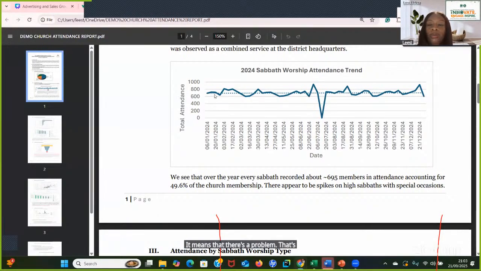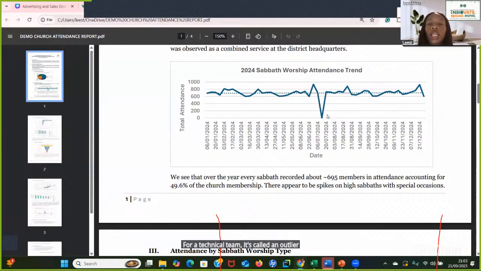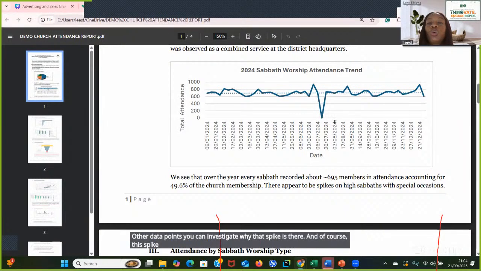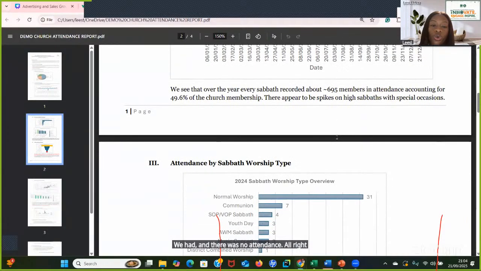That is one insight. Now, this spike that is here, for a technical term, is called an outlier. An outlier is when you analyze your data and you see a particular data point that is just far away, not in the same range with other data points. You can investigate why that spike is there. And of course, this spike is here because of the district combined service that we had, and there was no attendance. All right, so let's go on.